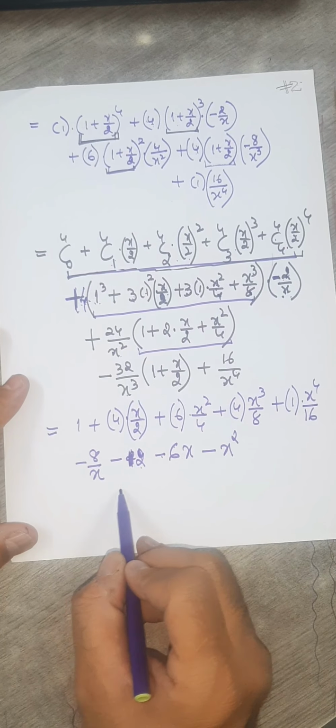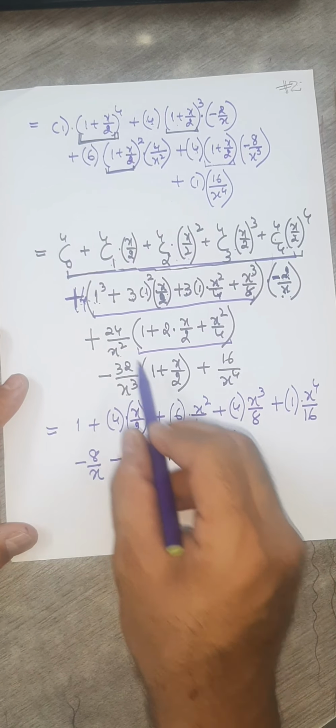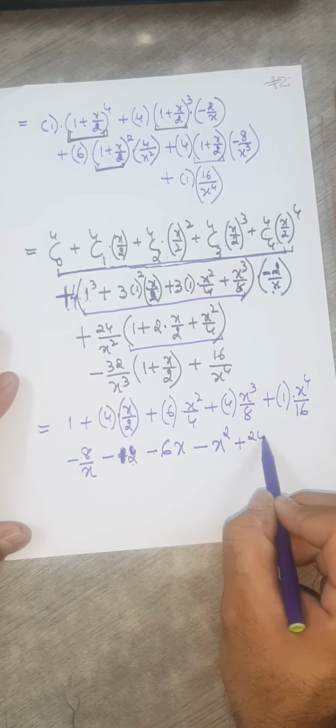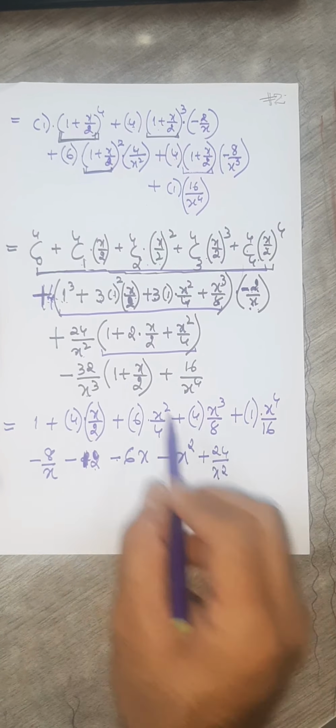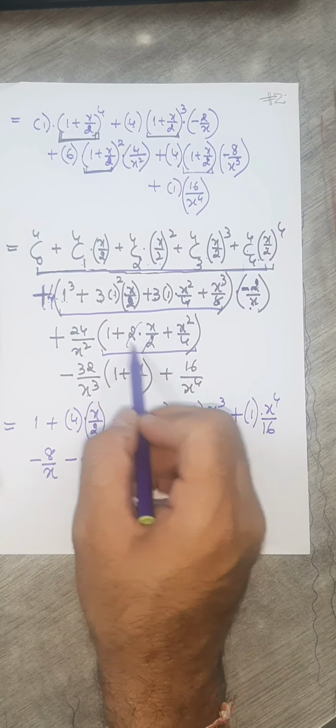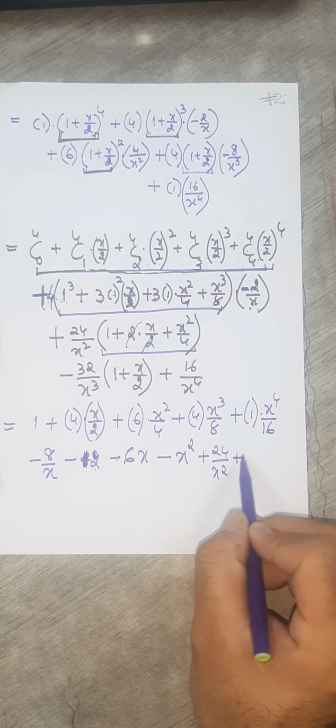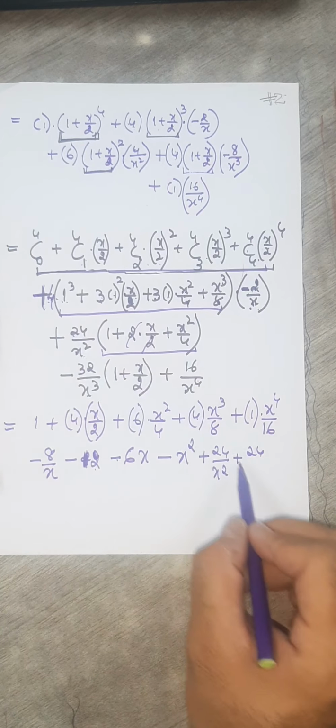I'll come to this now. Plus, this will continue with plus, remember. 24 by x square. 2 will get cancelled. What about this? Plus 24 by x cube.